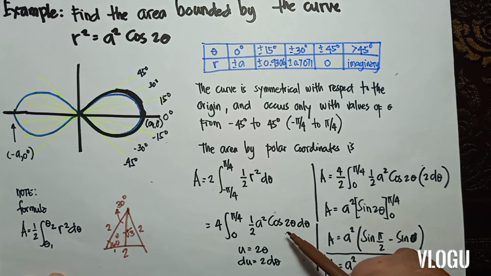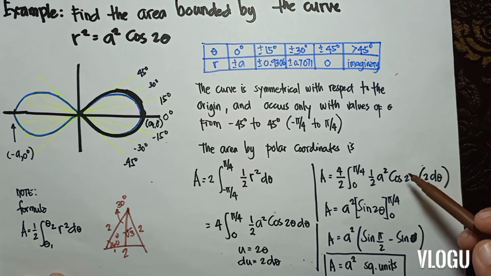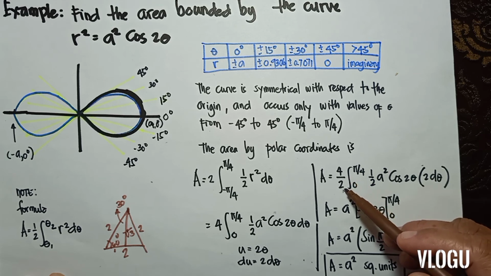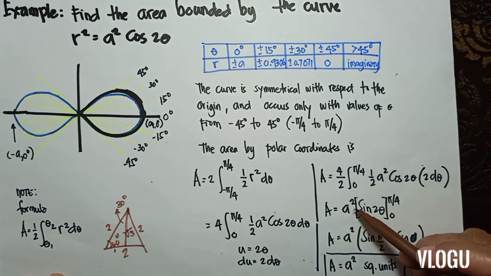If you are going to look at here, you have only one trigonometric function. So therefore you are going to have u as your 2 theta. U is equal to 2 theta. Du is equal to 2 d theta. So you multiply 2 to your d theta. So multiply 1/2 outside. So that's the reason you will have 4 over 2 times 1/2. So cancelled out. What is being left is a square.